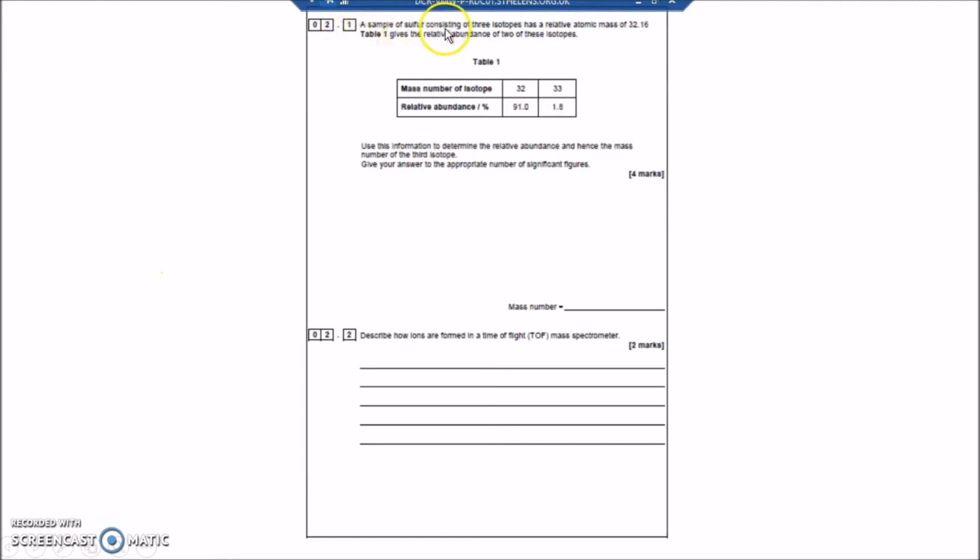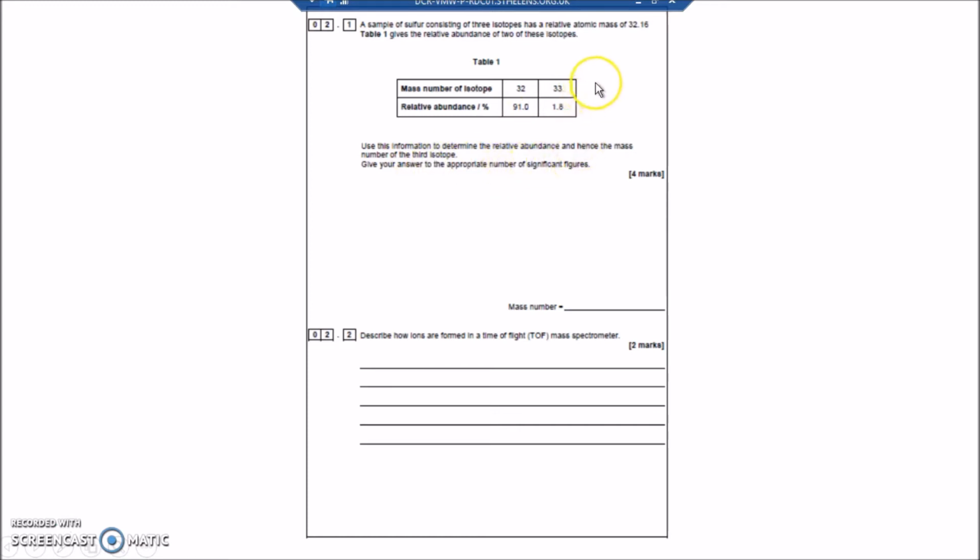Question 2. A sample of sulfur consisting of 3 isotopes has a relative atomic mass of 32.16. Table 1 gives the relative abundance of 2 of these isotopes. So that means 91.0% has atoms of a mass of 32, and 1.8% has atoms of a mass of 33. Use this information to determine the relative abundance and hence the mass number of the third isotope. So there's a third one that's missing. Give your answer to the appropriate number of significant figures.